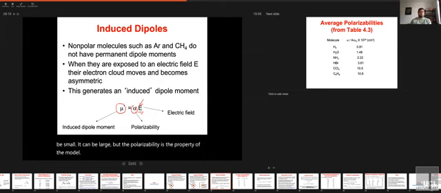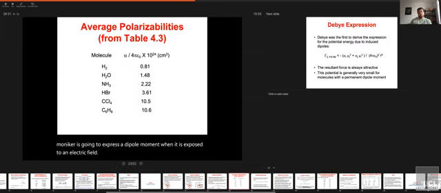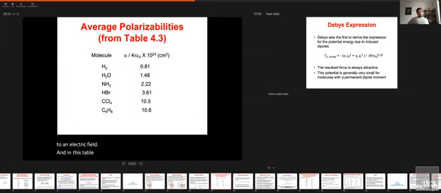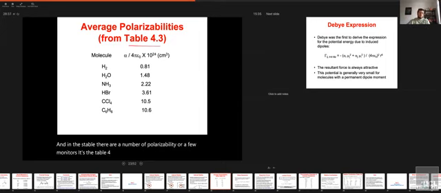So if you want, the polarizability is a measurement of how much a molecule is going to express a dipole moment when it is exposed to an electric field. And in this table, there are the polarizabilities of a few molecules. It's table 4.3 from the Prausnitz book. And what you see is that the polarizability of small molecules like hydrogen is relatively small in those units, but it can become large when we are looking at bigger molecules.